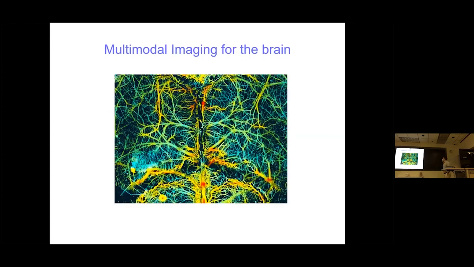Here, just to show you one example, this one is not done by my lab. I borrowed it from a friend. This one is a brain. It used photoacoustic microscopy to image the blood vessels in the brain. You can see really the details of the capillaries in the tissue. Okay, so that's it. Questions?